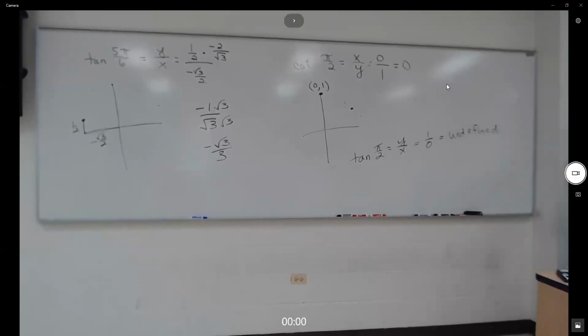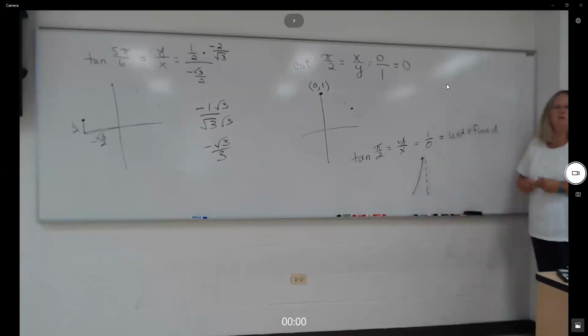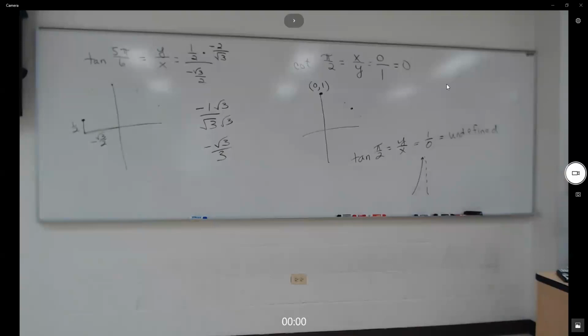Extra credit. Now remember we talked about the sine wave and the cosine wave. What's on the graph of tangent at pi over 2? What do we put there? Picture what tangent looks like. Has anyone ever graphed tangent? We're going to do this tomorrow. Undefined creates an asymptote. We're going to talk about asymptotes tomorrow. The graph approaches but never touches.